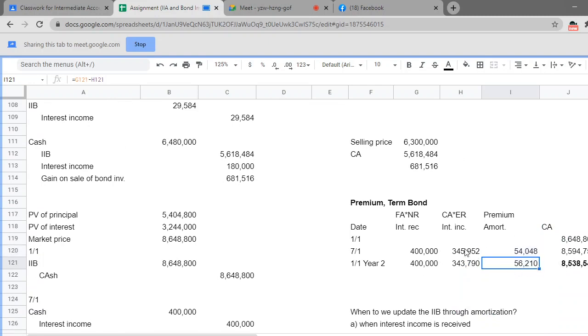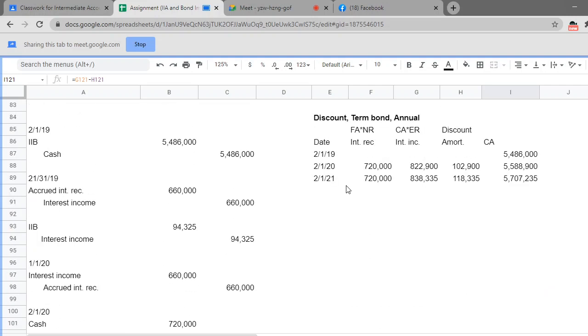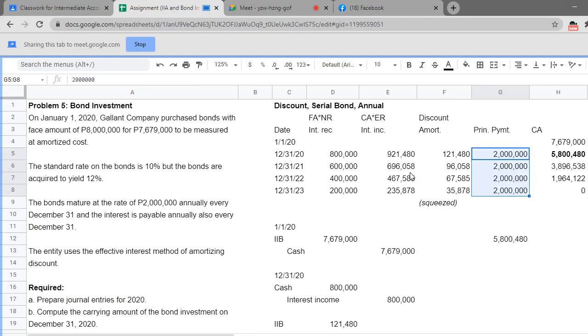Wait, let me recompute. This is 0.4, 0.4, 0.5. I think we have a mistake here. 8, 6, 8, 9. Oh, it's correct. It's decreasing there, and our amortization is increasing. So, there. Okay. And on our discount, however, it goes up for term bonds, and for serial, it goes down.